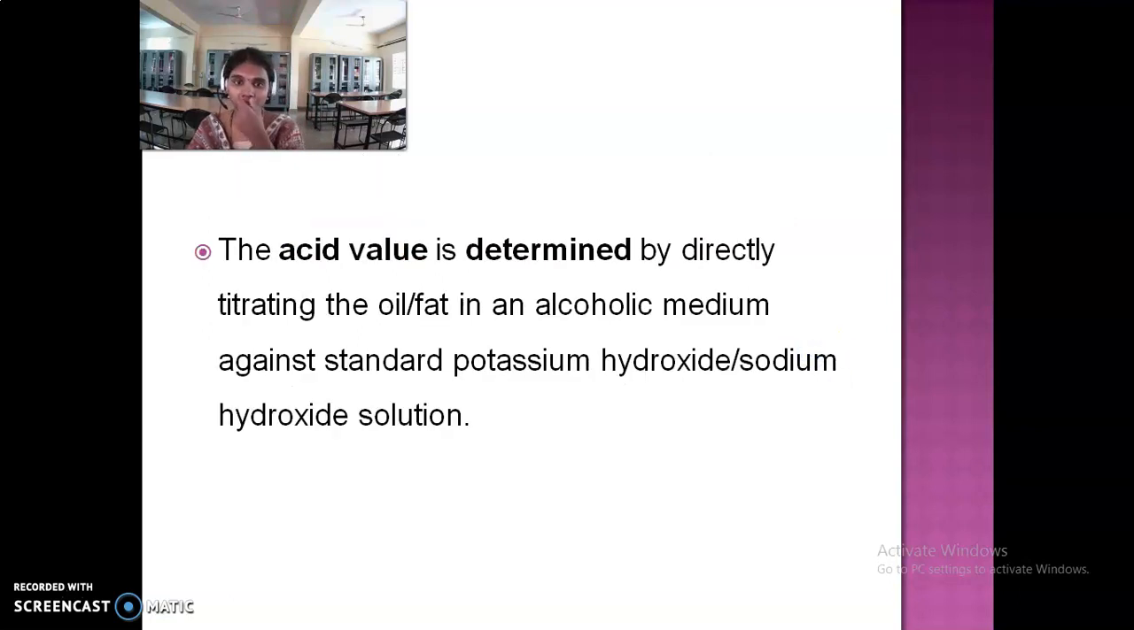Okay. So how to do this experiment? By means of titration: titrating the oil or fat in an alcoholic medium against standard potassium hydroxide or standard sodium hydroxide solution. The titrant required here is sodium hydroxide or potassium hydroxide, and the sample contains the fat and oil. You do a titration to estimate the amount of free fatty acid present in the given sample. Okay.